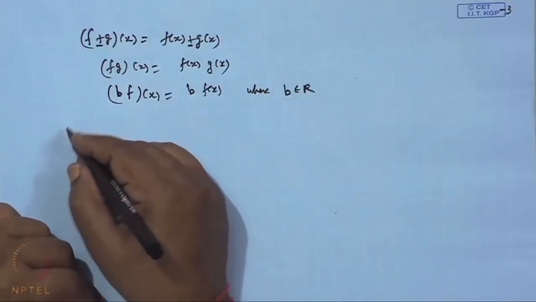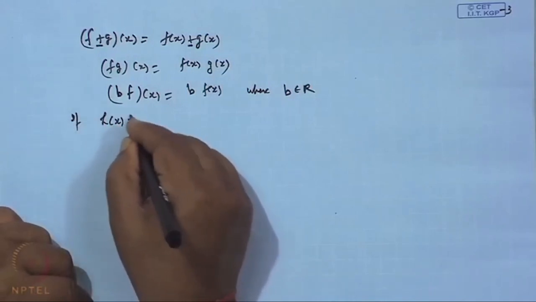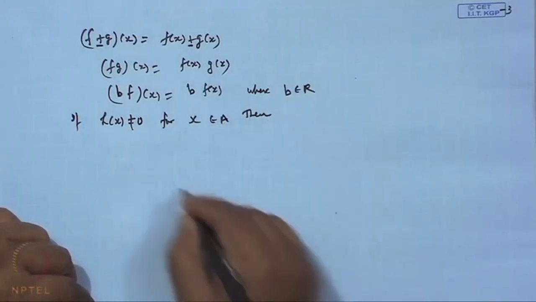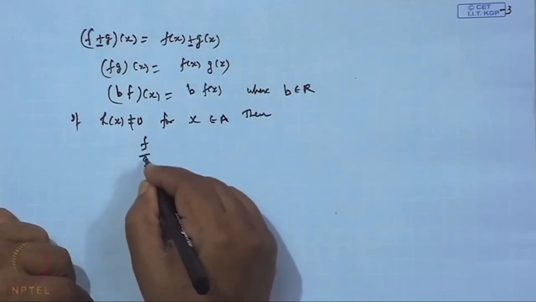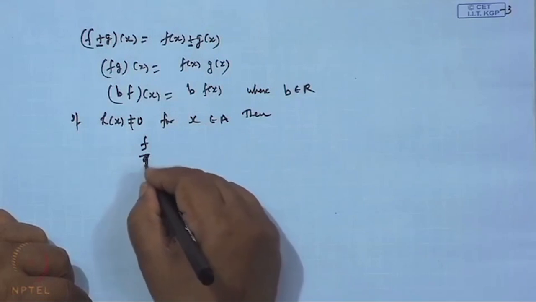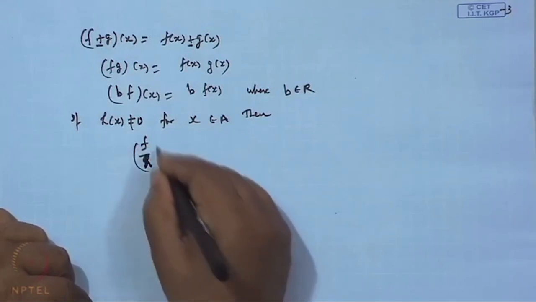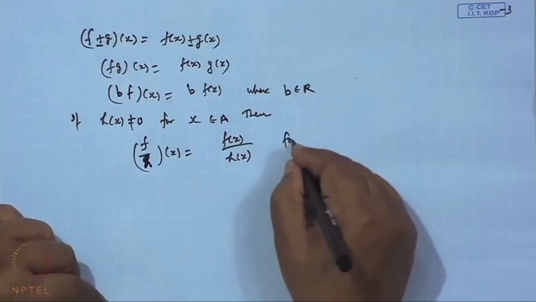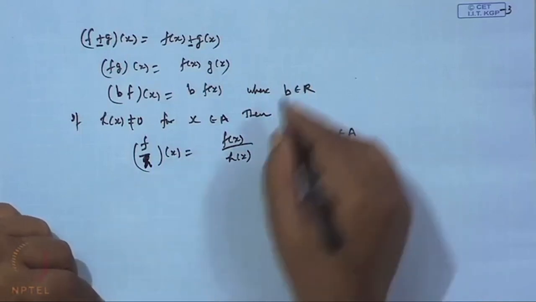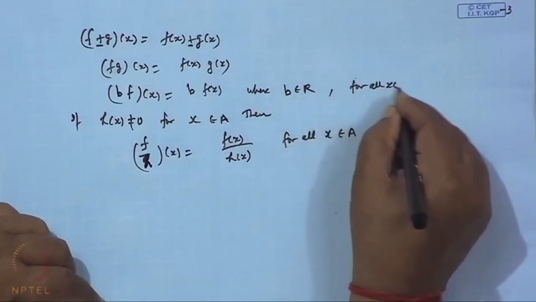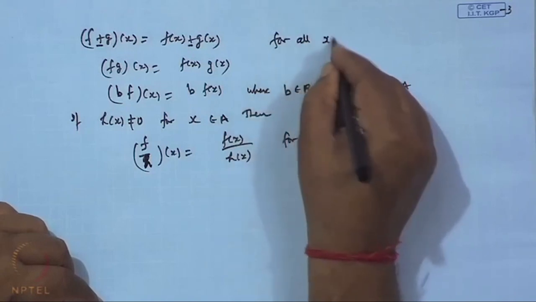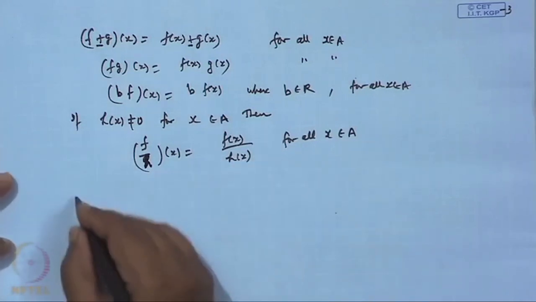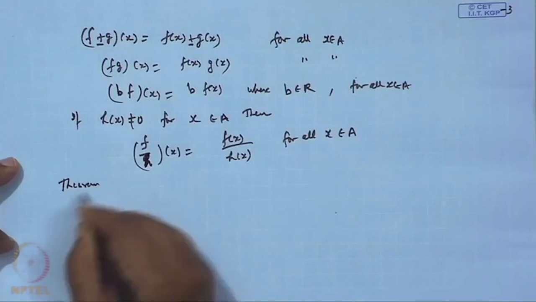And if h x is not equal to 0 for x belonging to A, then we can define the quotient (f by h)(x) equals f x over h x, for all x belonging to A. So, this way we are defining. Similar results, the limit theorems, can also be written like this.